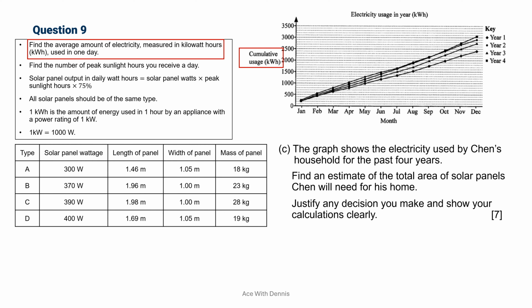So this is cumulative usage in kilowatt hour. So we will look at the last year, year number 5. On December, the cumulative usage is 3,100 kilowatt hours. Then we divide by 365 days. The average daily electricity will be 8.493 kilowatt hours.